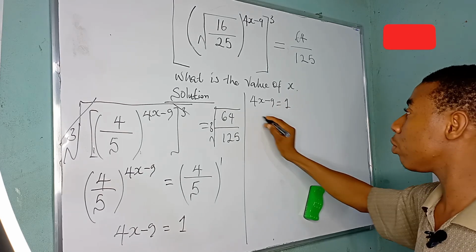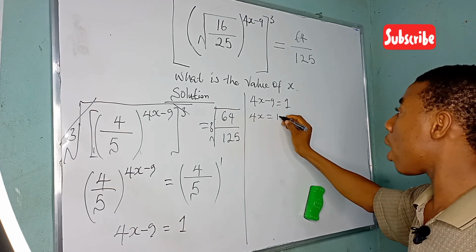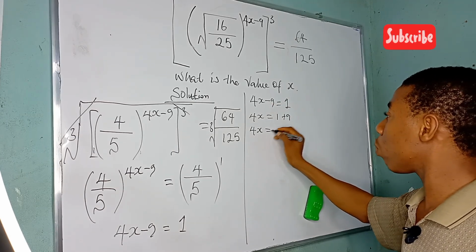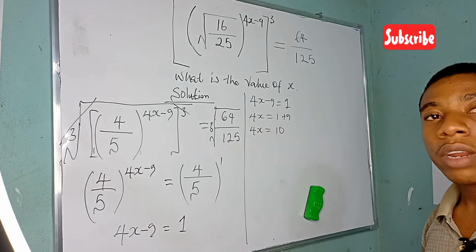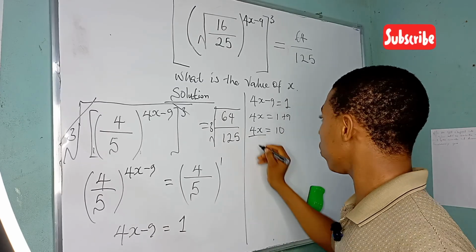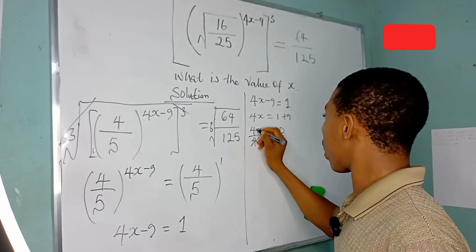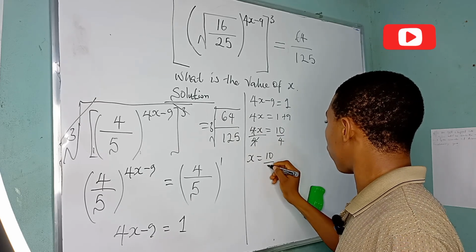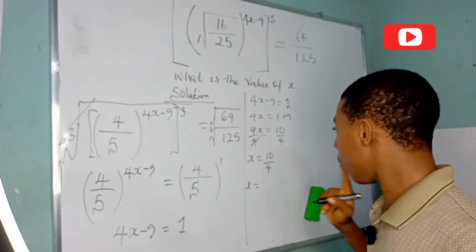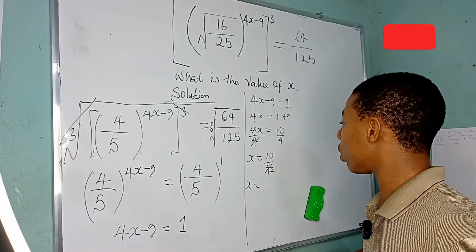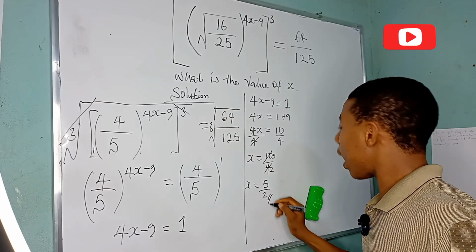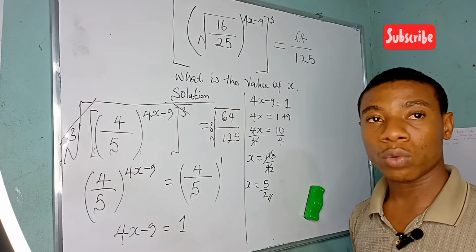By collecting like terms, we have 4x equals 1. When this minus 9 crosses to my right-hand side, it turns to plus 9. So 4x equals 1 plus 9, which is 10. To find the value of x, I'm going to divide both sides by the coefficient of x, which is 4. 4 cancels 4, and x equals 10 over 4. The highest number that can divide both of them is 2. 2 goes into 10, 5 times, so x is 5 over 2. And this is the correct answer to this question.